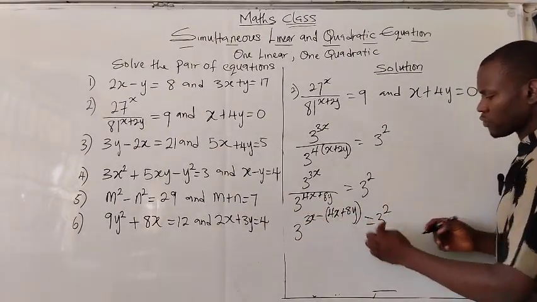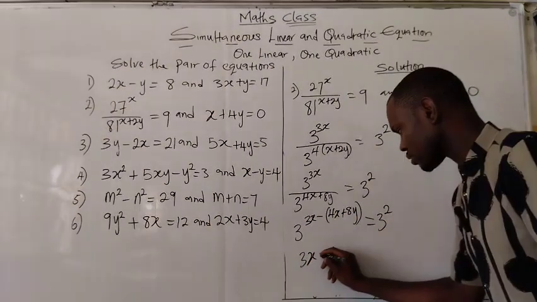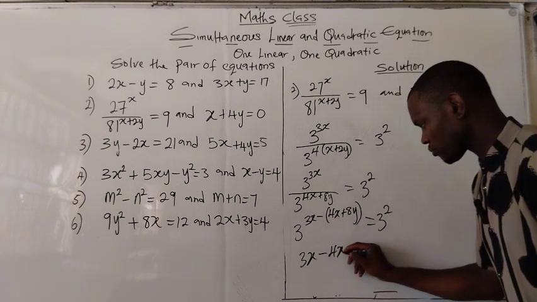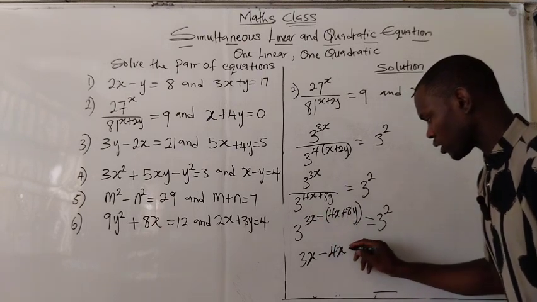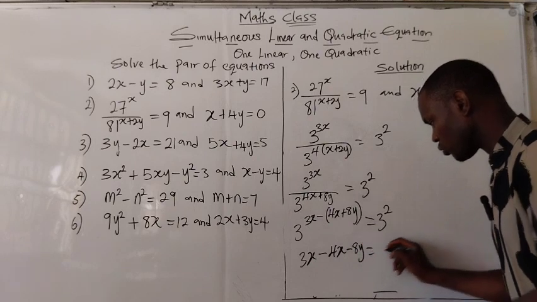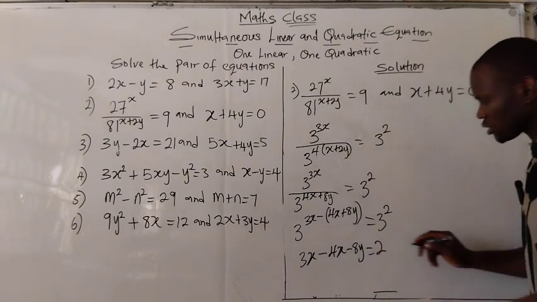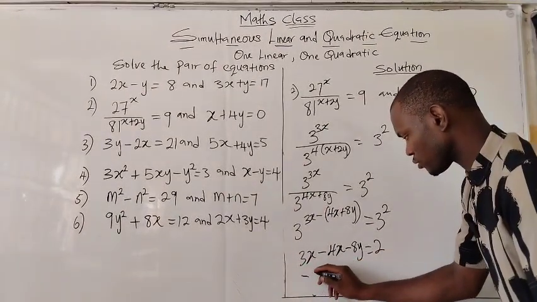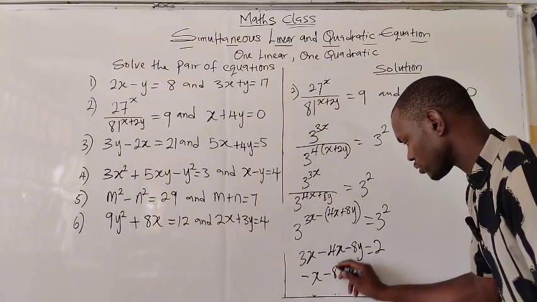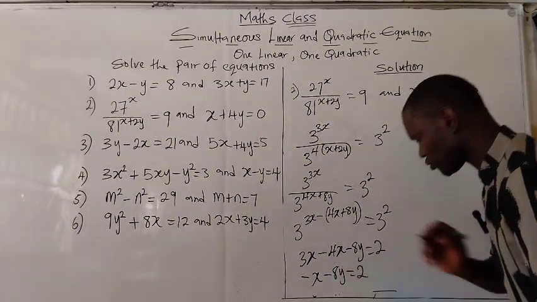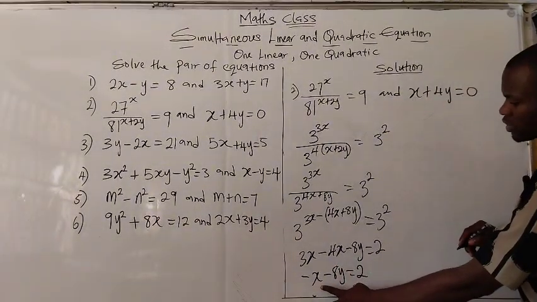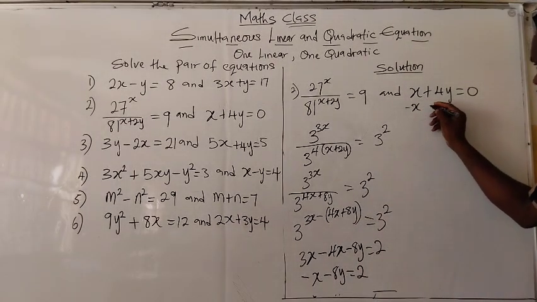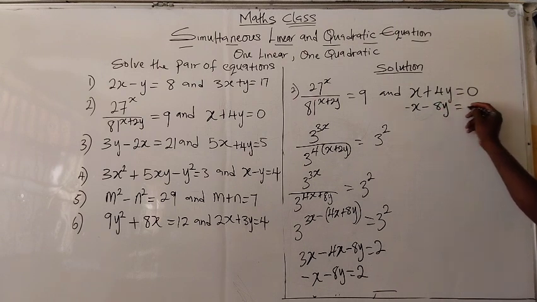So we can equate the powers to have 3x minus, let's open the bracket, minus times 4x will give me minus 4x, minus times 8y will give me minus 8y, equal to, take the power here, 2. Then subtract 3x minus 4x to give me minus x minus 8y equal to what? 2. So we have a simple linear equation now. Let's bring it under this. I'll be having minus x minus 8y equal to what?